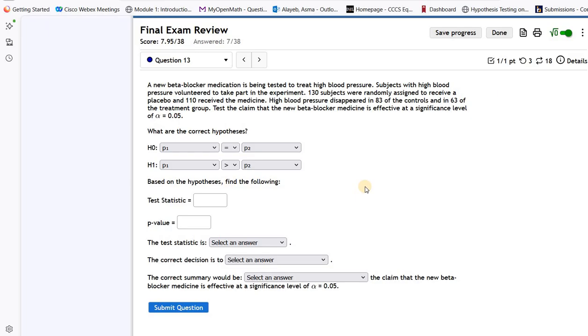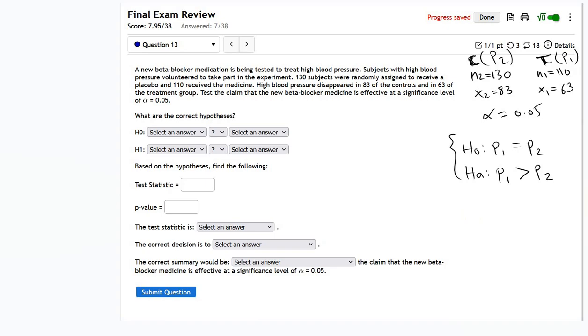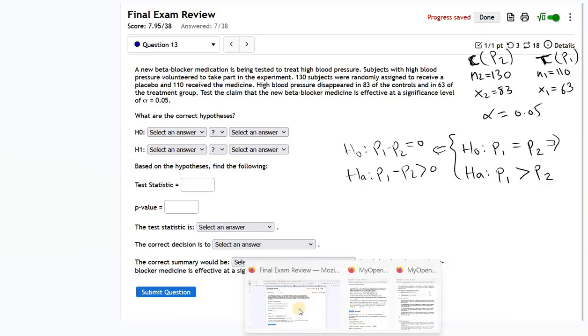This is hypothesis testing for two proportions, or a z-test for the difference of two proportions, because we can rewrite these null and alternative hypotheses as follows. The null hypothesis states that P1 minus P2 is equal to 0. That means there is no difference. And the alternative hypothesis, we can say P1 minus P2 is greater than 0, which means the first proportion is bigger than the second proportion. So it is hypothesis testing for difference of proportions.